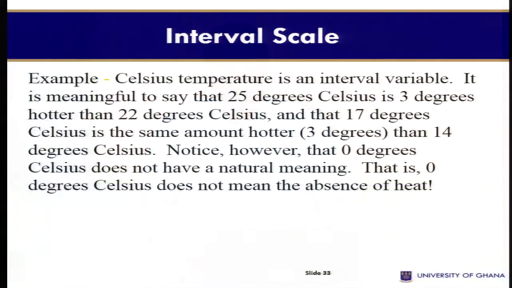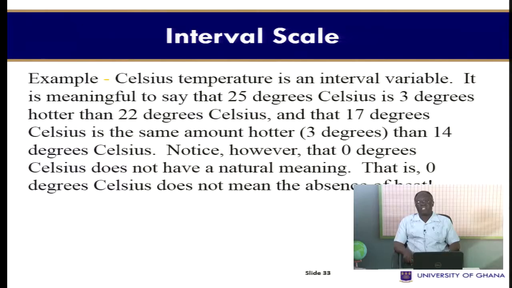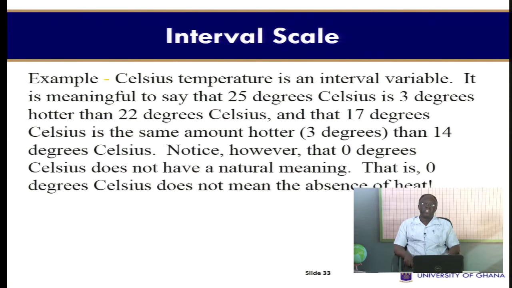Let me use the Celsius temperature as an example. The Celsius temperature is an interval variable. It is meaningful to say that 25 degrees Celsius is 3 degrees hotter than 22 degrees Celsius, and that 17 degrees Celsius is the same amount hotter, that is 3 degrees, than 14 degrees Celsius. So you see the state of equal intervals here.